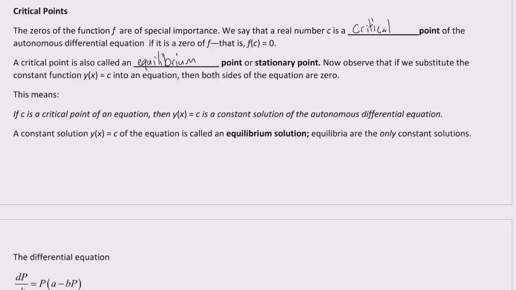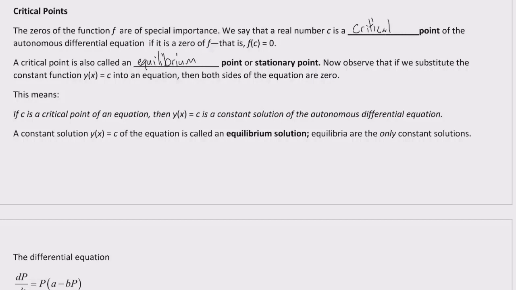This idea is going to come up when we actually start looking at solution methods, so just relax for a second on what that means. But if we can find a constant that does satisfy that equation, then that constant solution we refer to as an equilibrium solution, and the equilibriums are only constant solutions.